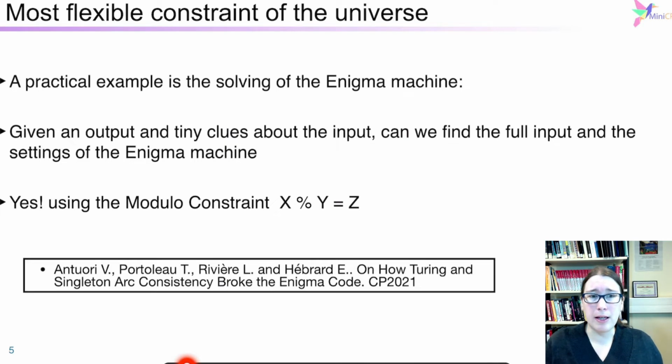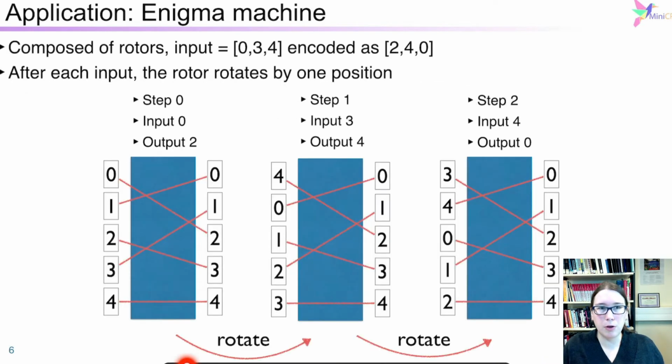In fact, you can turn the Enigma machine into a CP problem. You can see the article cited here on how Turing and Singleton arc consistency broke the Enigma code, if you want more information about it. But the main component is the modulo constraint. And the modulo constraint, in fact, you can turn into a table. So let's look a bit at what they did in their paper.